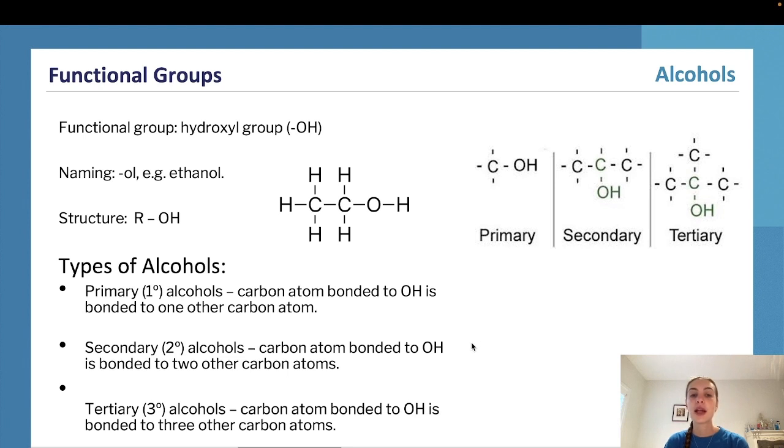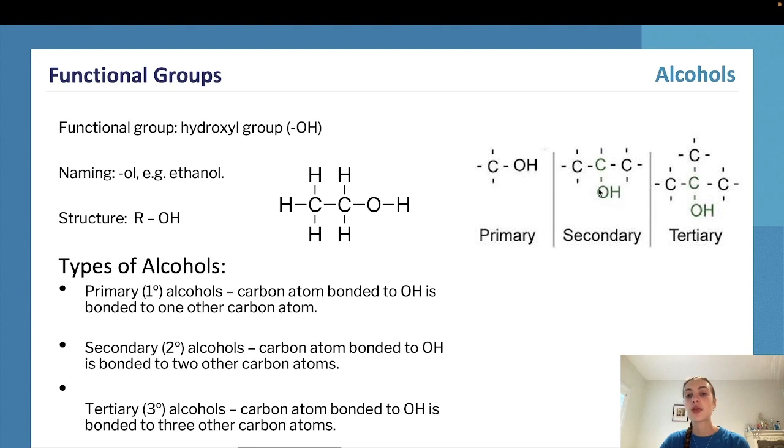Next, we can look at the secondary alcohols, where the carbon atom bonded to the hydroxyl group is bonded to 2 other carbon atoms. An example of this would be this one here, which would be 2-propanol. That's saying that we have a 3 carbon chain, and on the second carbon along there is a hydroxyl group, making it a 2-propanol molecule, which is a secondary alcohol. This is because the carbon which the hydroxyl group is bonded to is bonded to 2 other carbon atoms.